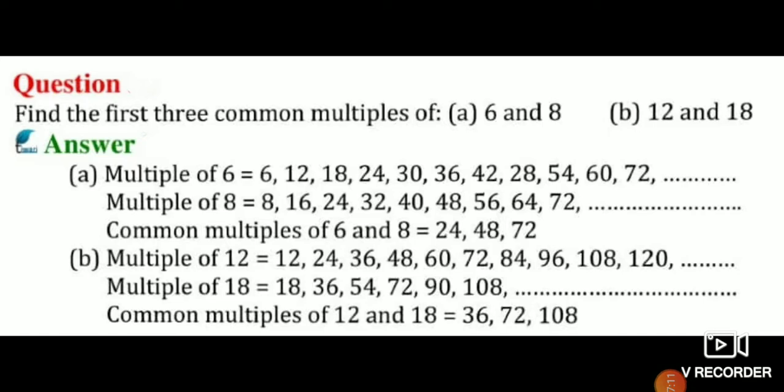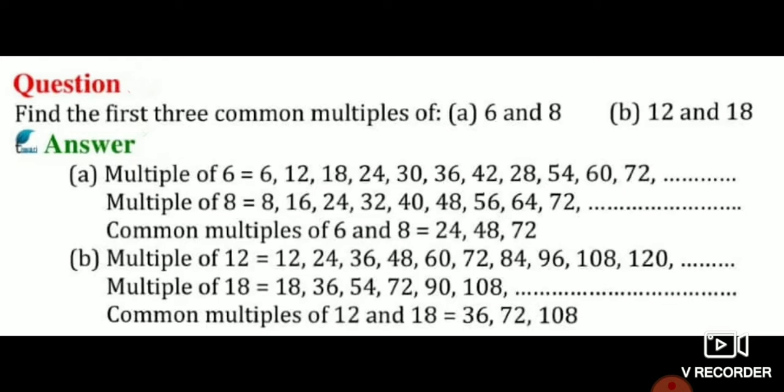Dear students, let us take second problem B, that is 12 and 18. You have to find the first 3 common multiples of 12 and 18. So first you have to find the multiples of 12 and then the multiples of 18. Then you have to find the common multiples of both the numbers, 12 and 18.